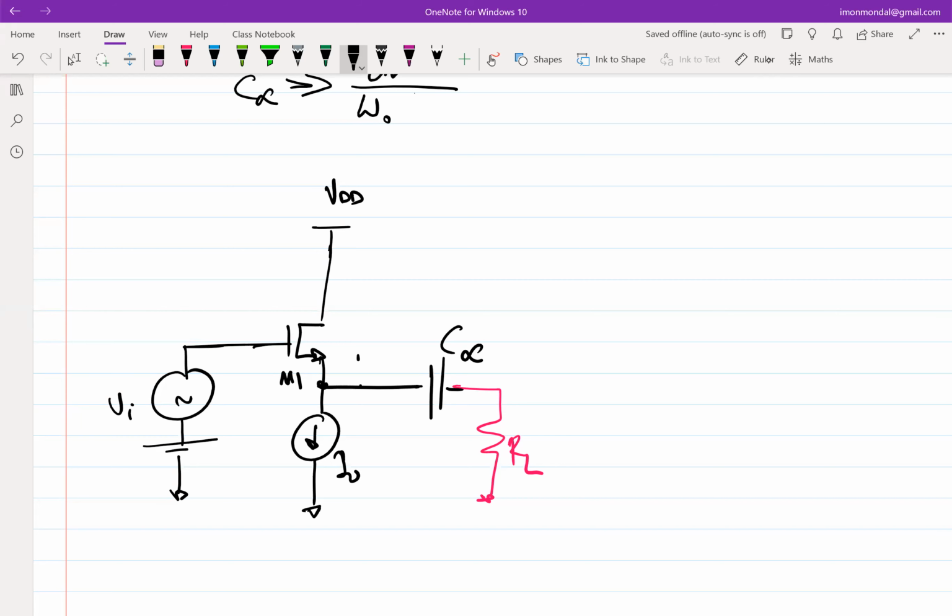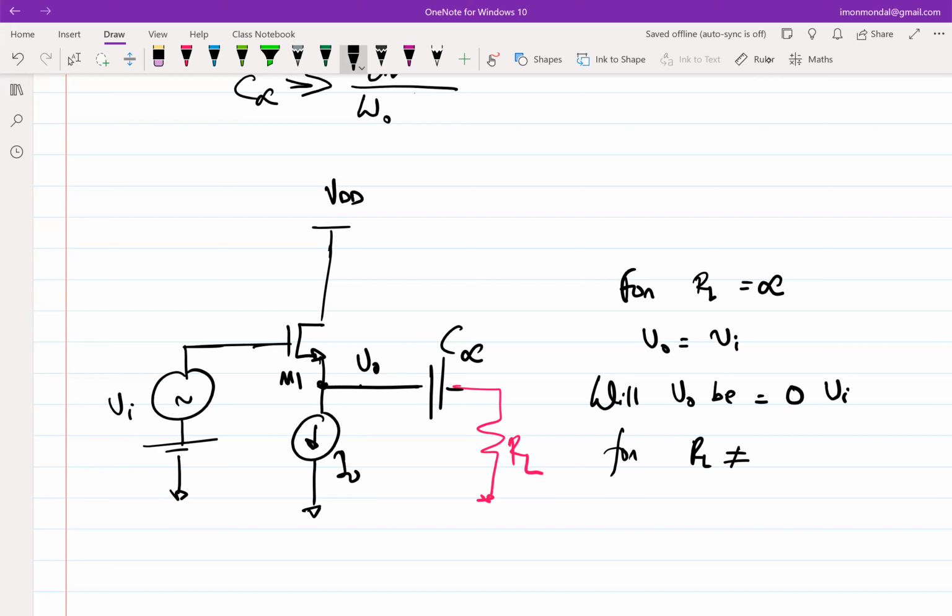But now what I'm asking is, let's say I call this V0 now. We know that for RL equal to infinity, V0 is equal to Vi. This we already know. We have done the calculations multiple times. What I'm asking is, will V0 be equal to Vi for RL not equal to infinity?